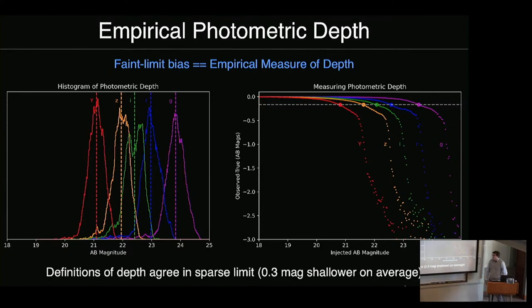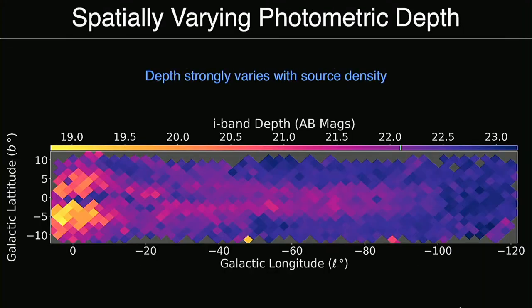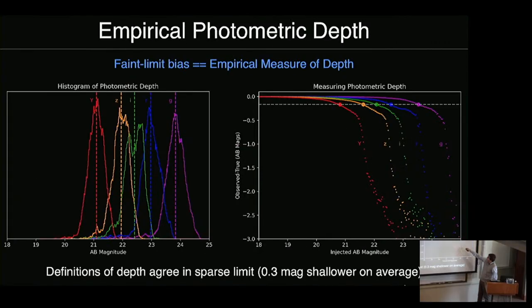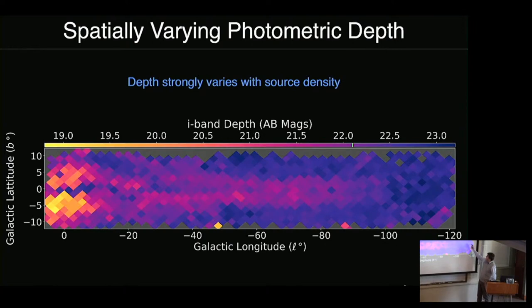Now, these definitions have to agree. They're constructed to agree in the sparse limit. But it turns out, over the entire survey footprint, this empirical measure of the photometric depth varies as a function of space. We know that because, of course, depth varies strongly with source density and crowding. And this is an empirical measurement of that over the entire survey footprint, by taking in every HEALPix pixel all injected sources in that pixel, and doing exactly the same fit, asking when our bias crosses the threshold we'd expect at the detection threshold. And what you can see is we achieve down to 23rd magnitude in I-band towards the galactic anticenter, but you know, only 19th magnitude in the bulge.